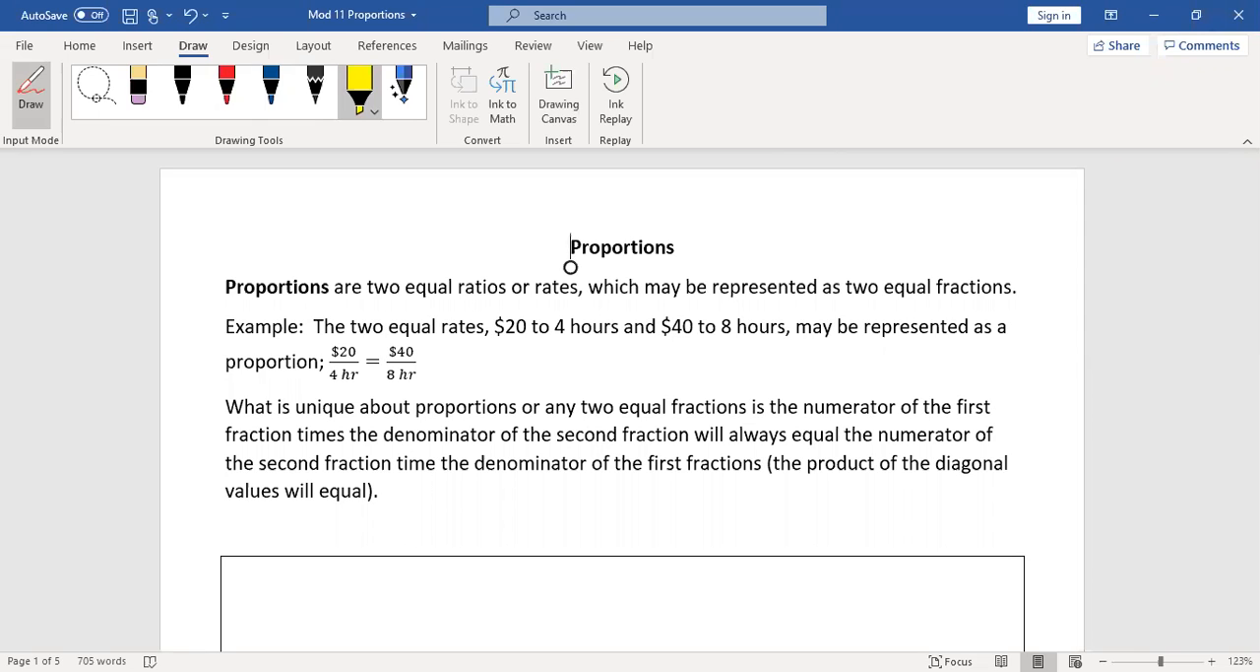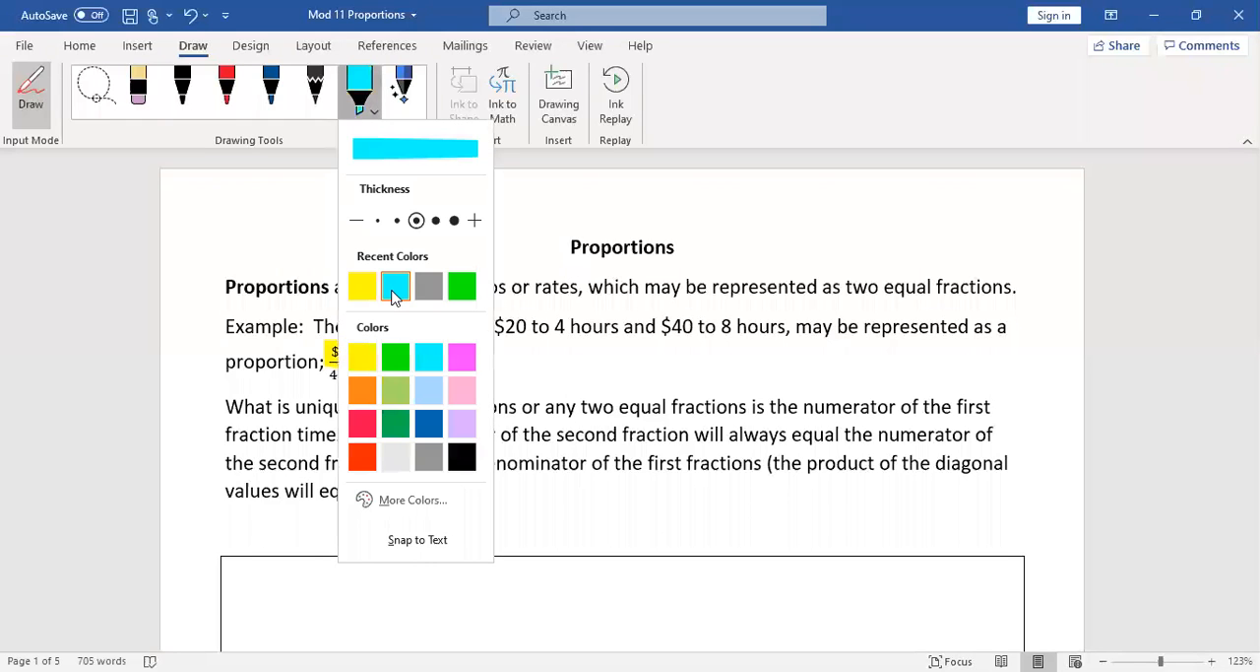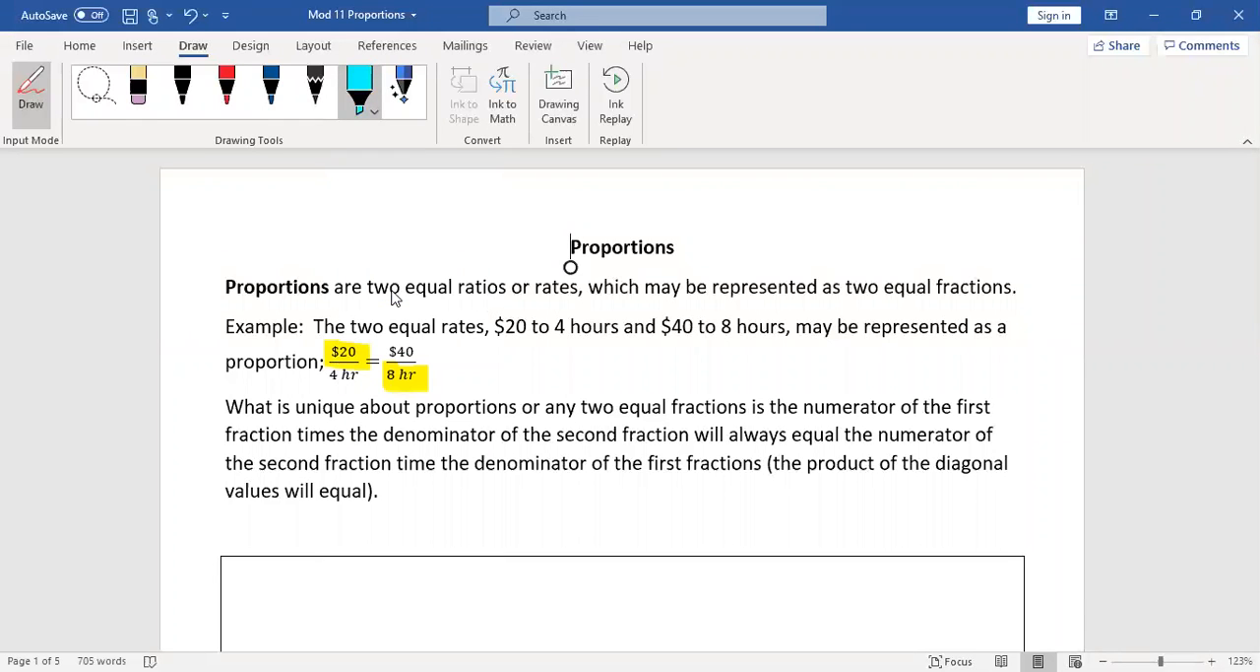two equivalent fractions. What is unique about proportions or any two equal fractions is that the numerator of the first fraction times the denominator of the bottom fraction is equivalent to the product of the numerator of the second fraction times the denominator of the first fraction. In other words, the product of the diagonal values will be equal in a proportion.